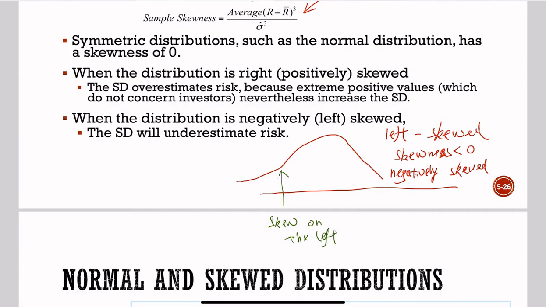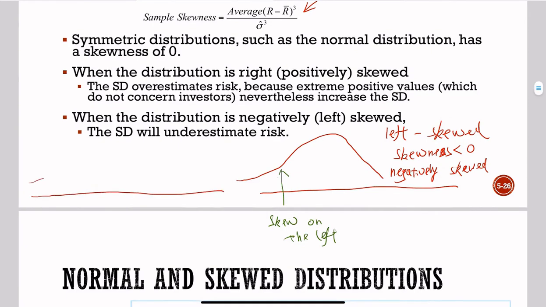Now, there's the other case. If a probability distribution looks like this, then obviously this is right skewed, because again, the skew is on the right. And in this case, if you do the calculation, the skewness is positive. So we also say this distribution is positively skewed.